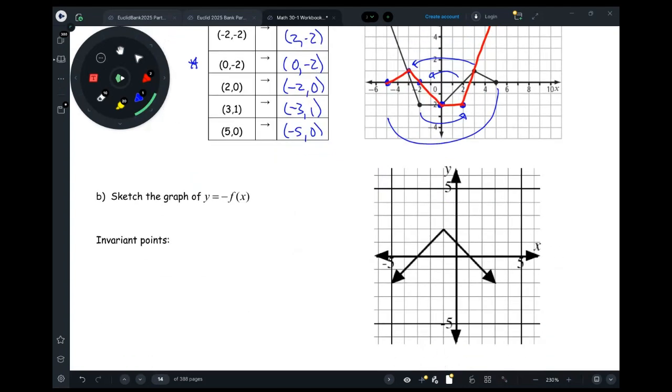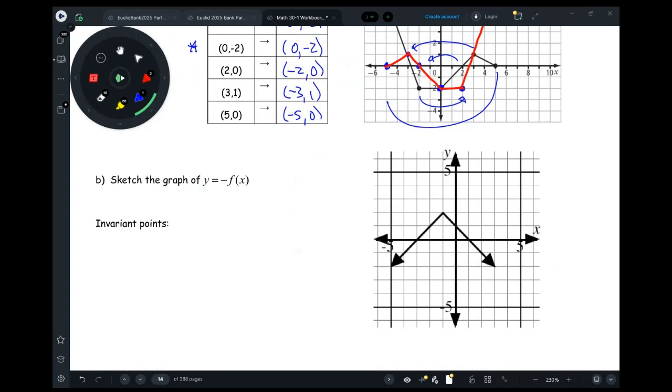Now let's do this one here. Sketch the graph of y equals negative f of x. Now notice this is outside, so this is going to be a vertical reflection, over the x-axis. My invariant points are going to be the points on the x-axis, and I can just read those right off. That is going to be those points, negative 3, 0, and the point 1, 0. Wonderful.